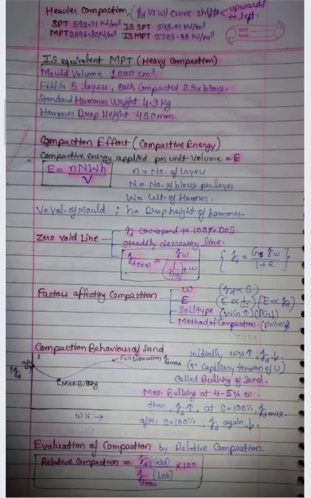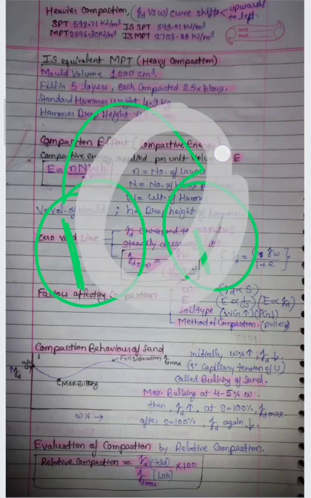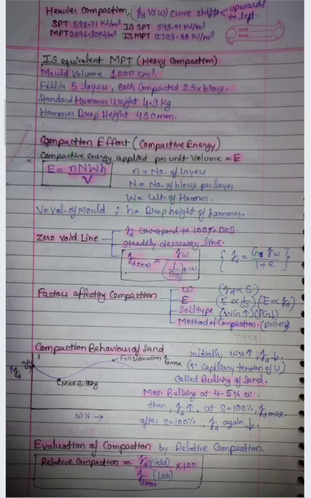Now, evaluation of compaction by relative compaction. In the lab you have gained, suppose, this much compaction, but in the field you will reach only this much compaction. So how can we relate the in-lab compaction to the in-ground or in-field compaction? The dry unit weight in field divided by the maximum dry unit weight in lab, multiplied by 100, will give us the relative compaction.